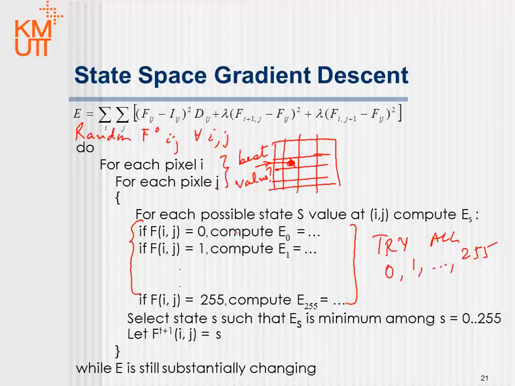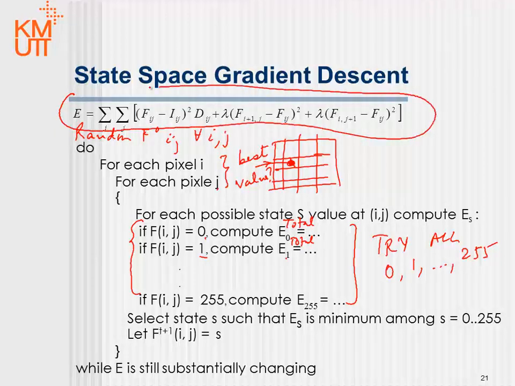So we compute the energy when it's 0. We compute the energy when it's 1. This is actually total energy, okay? It's not just local energy, but it's really the total energy of the system. So we have to recompute this whole thing. This is called energy total. We compute the total energy if we change this pixel to 0, then to 1, to 2, 3, 4, and so on. So we try 0, 1, 2, 3, 4 up to 255.